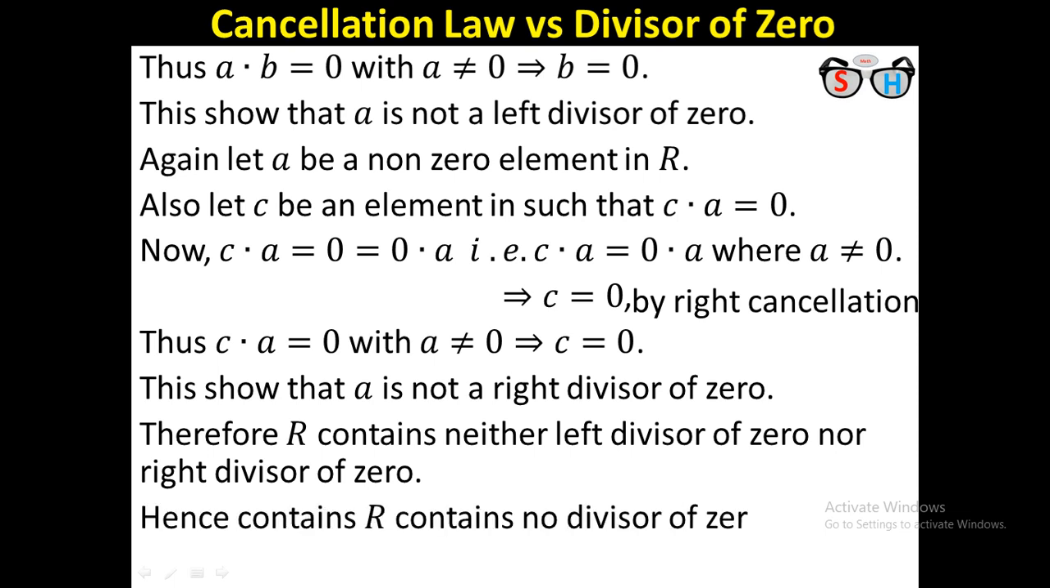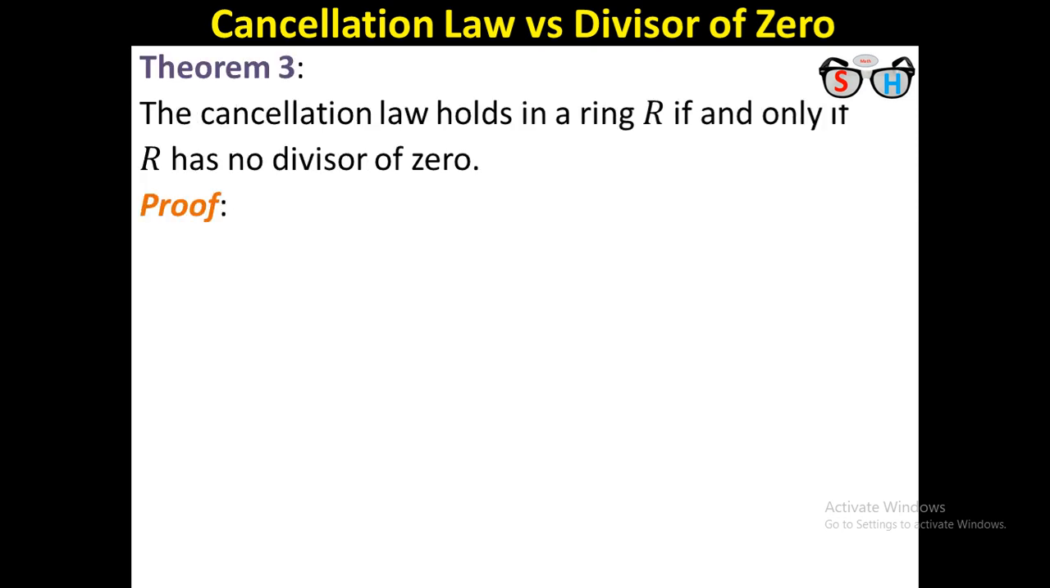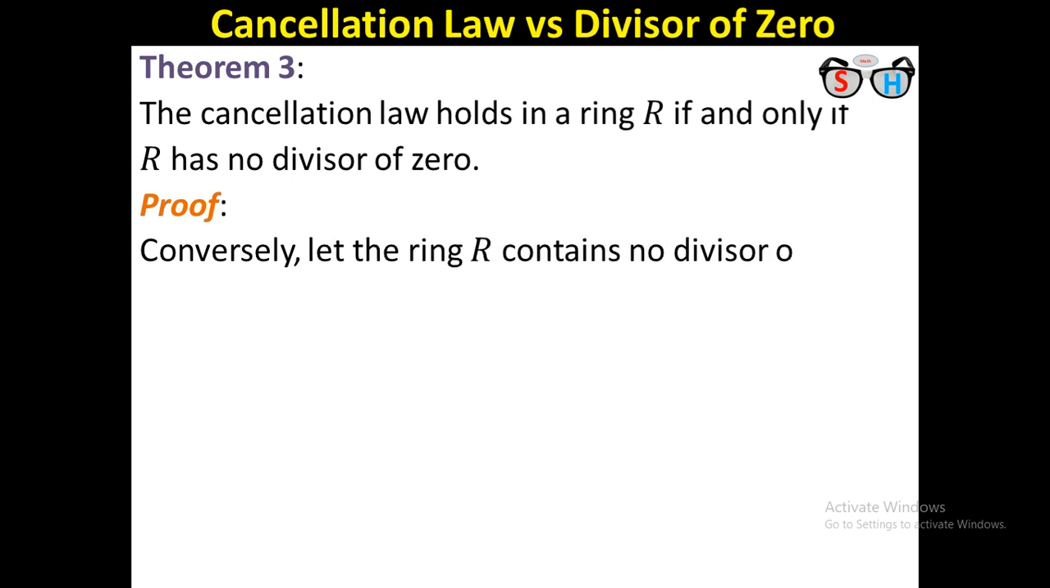Okay. So the first part of the theorem is proved. First part means if cancellation law holds in R, then R has no divisor of 0. Now we prove the converse part. For that purpose, we consider the ring containing no divisor of 0. Conversely, let the ring R contain no divisor of 0. Now at first we prove the left cancellation law.